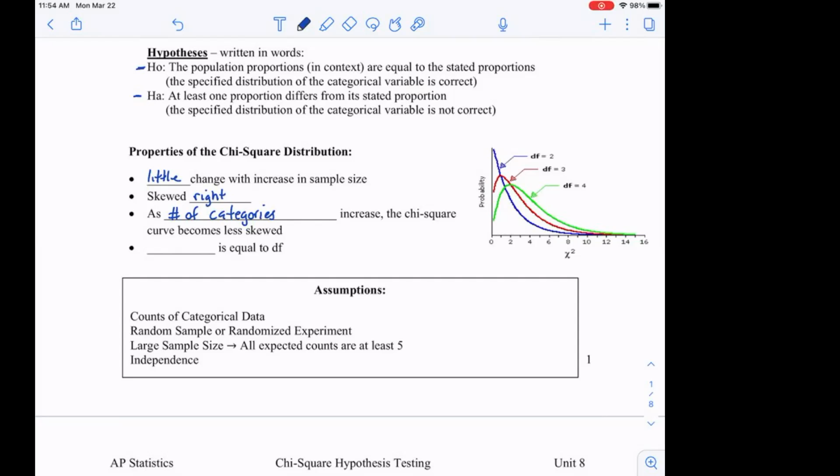And I actually don't know what this means. I just have it in my notes. I'm not for sure exactly why it's there. The mean is equal to degrees of freedom, but again, one of those things, I do not know why that is there.